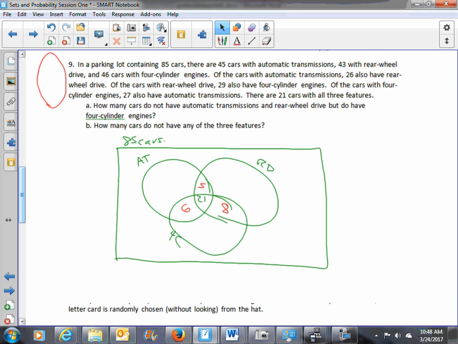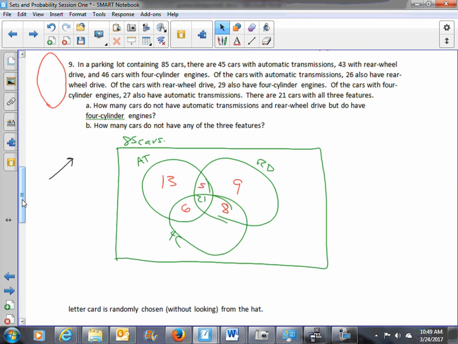There's 45 cars with automatic transmission. If you look at the circle of automatic transmission, we already have 6 plus 21 plus 5. That's 32. There's a total of 45, so 13 more go here. 43 cars have rear-wheel drive. We already have 5 plus 21, that's 26, plus 8, that's 34 in there, and 43 makes, I believe, 9 more here.